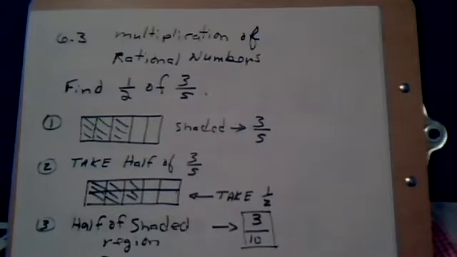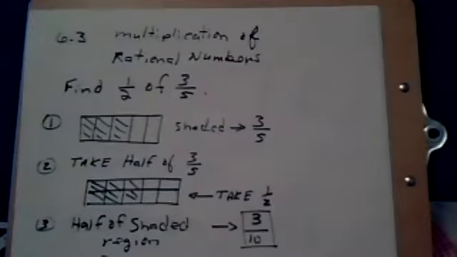Multiplication of rational numbers. Find what 1/2 of 3/5 is. You might wonder, well, we said multiplication, why do we have the word "of"? Well, in this example, we're going to see that "of" translates into multiplication, but it shows us why. 1/2 of 3/5.